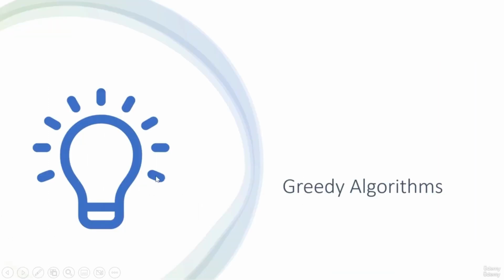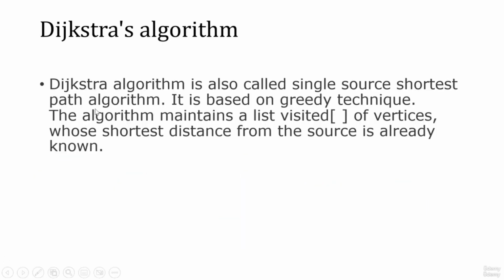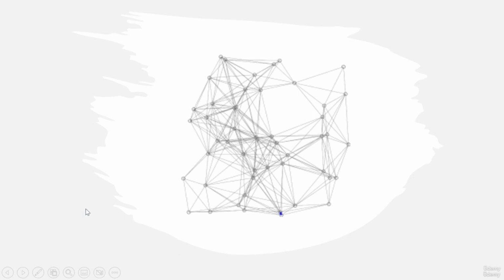Greedy algorithms. Greedy algorithms are used to optimize programs in the best possible way. Dijkstra's algorithm is called a single source shortest path algorithm. It is based on the greedy technique. The algorithm maintains a list of vertices whose shortest distance from the source is already known.